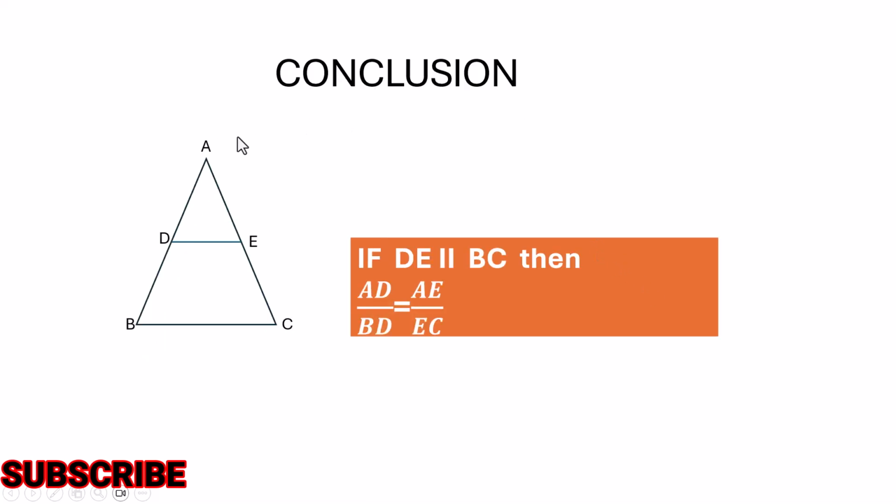So the conclusion of the basic proportionality theorem: if a line is drawn parallel to one side of a triangle, DE parallel to BC, then AD upon DB is equal to AE upon EC. If a line drawn parallel to one side of a triangle intersects the other two sides in distinct points, the other two sides are divided in the same ratio.